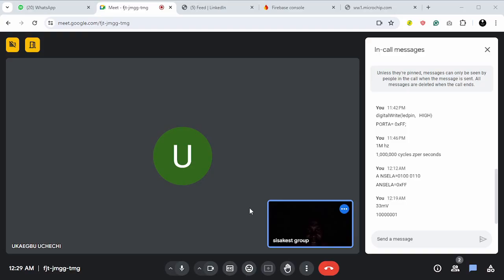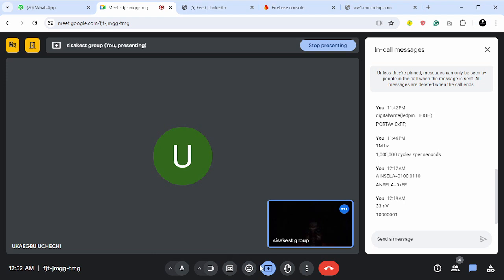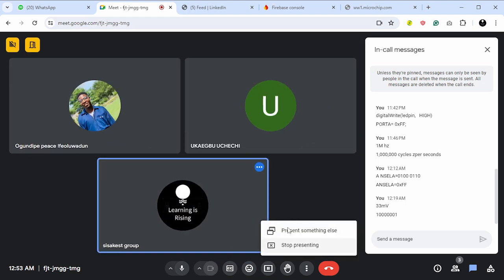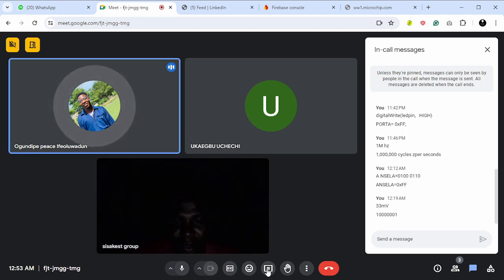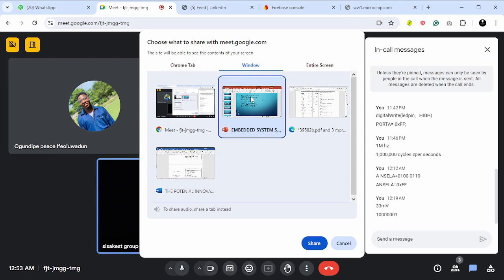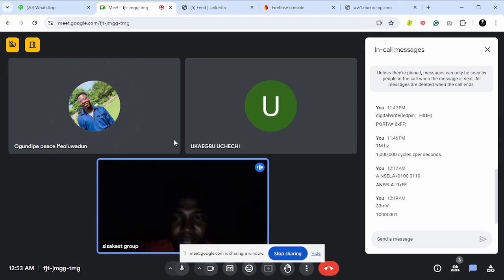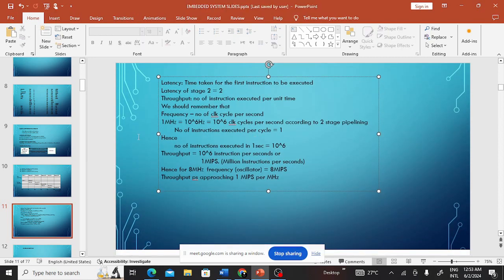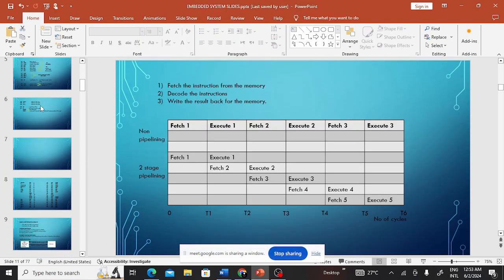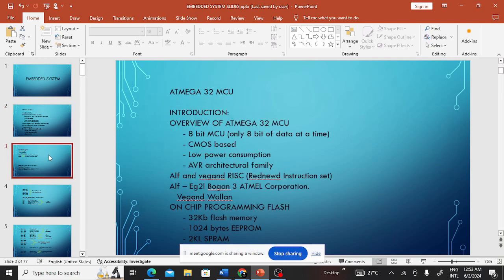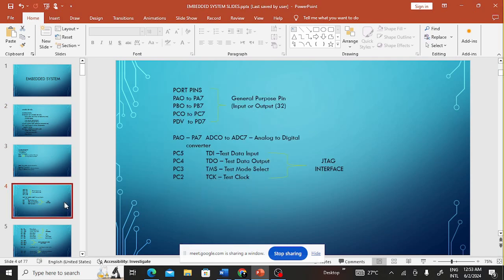Let me share my slide again to come to this. Share my slide and present something else. So I want to share my slide. You can share slides. Okay, so that is showing now. If you look at this slide, this is what I was explaining.